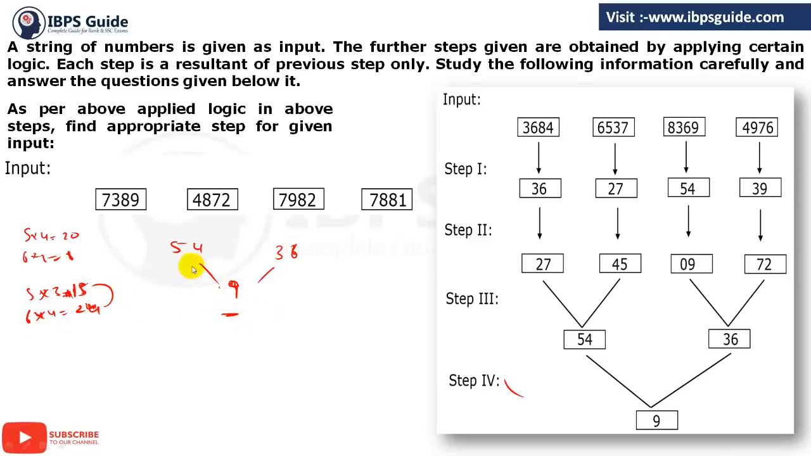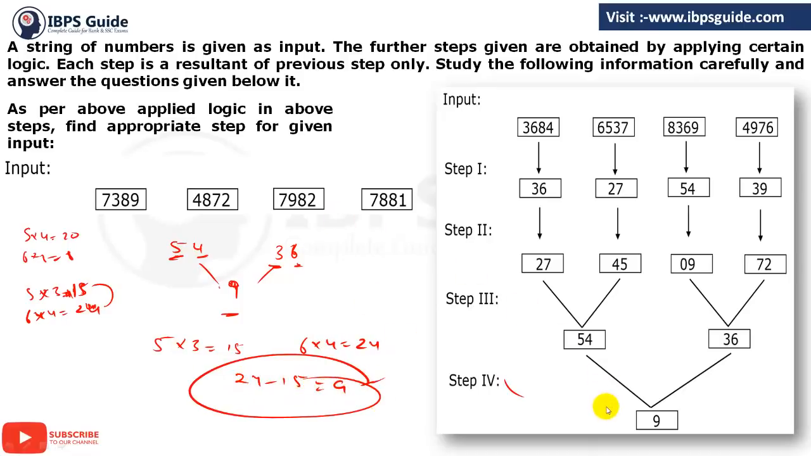Yes, this is possible. We are multiplying the first digit of each number, that is 5 into 3, that is 15, and now multiplying the second digit of each number, that is 6 into 4, that is 24, and now 24 minus 15 will form 9. So this is our final step. Clear or not? So this is how you have to solve this input step by step.